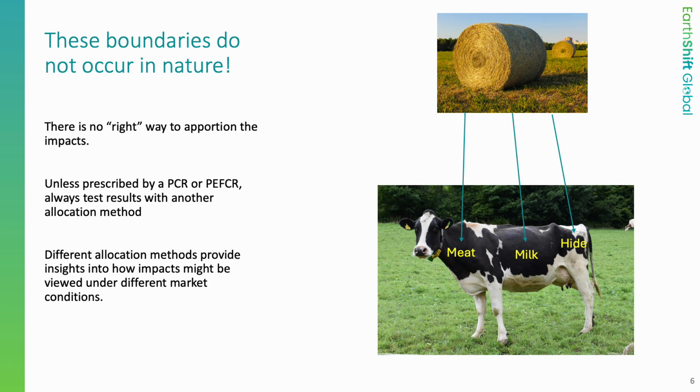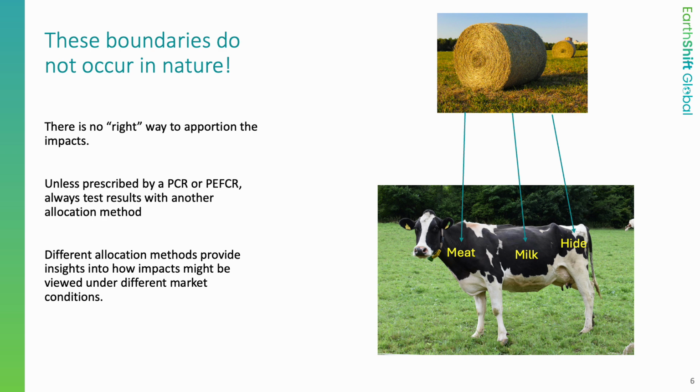Remember that cow doesn't have any boundaries, that there's nothing saying how much of that feed is actually going to the meat, milk, and hide. So there's no right way to apportion impacts. There's no right way to allocate.